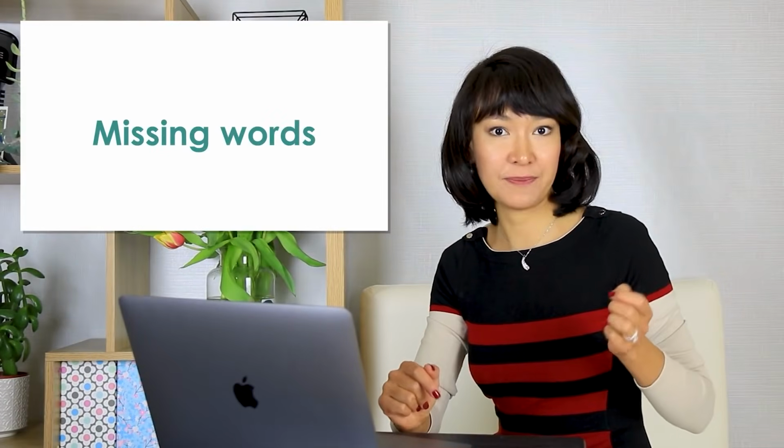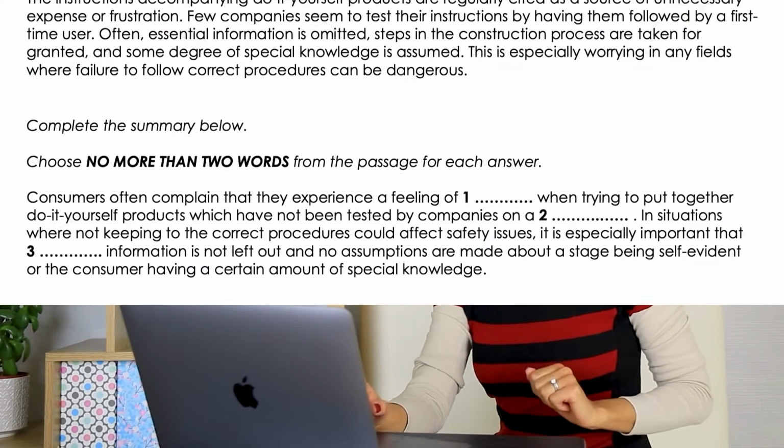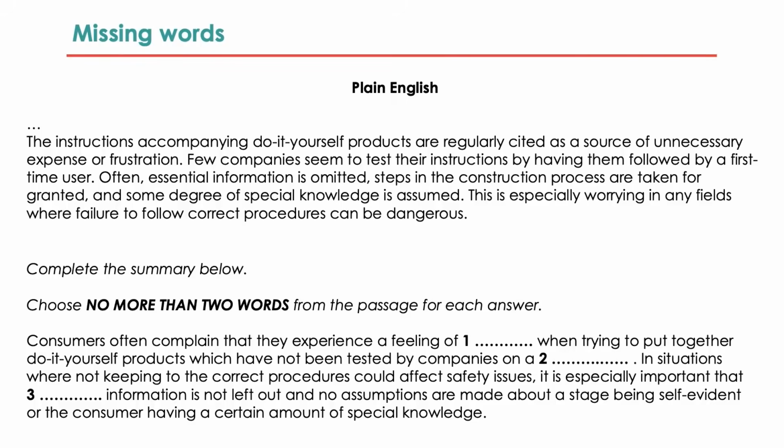The next group of questions is missing words. That's where you'll find a short summary of the passage with some gaps, and you need to find the words in the passage to fill in those gaps. Let's do some practice. Here is a task. Complete the summary below. Choose no more than 2 words from the passage for each answer. So this means you can have 1 or 2 words for each answer.